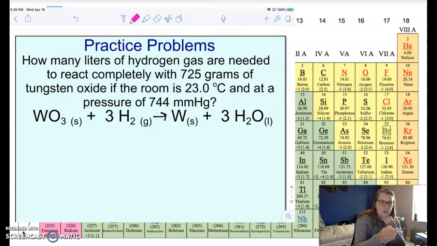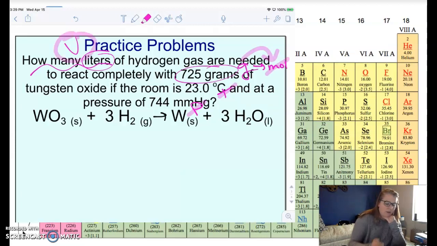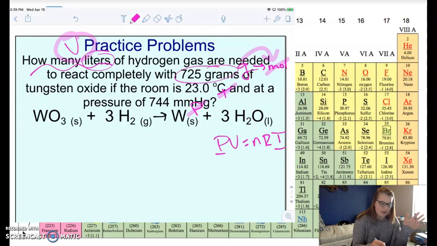So I've got grams here, okay? And I know I can convert grams to moles because stoichiometry. I have a temperature here. I have a pressure here. And it's asking me for how many liters, and I know that's a volume. So I've got P, T, and moles if I convert from grams, and I want volume. The equation is PV equals nRT. I've got P, I've got T, I can figure out n, it wants V, R is a constant. I've got everything I need.